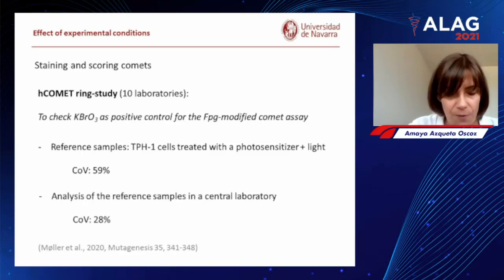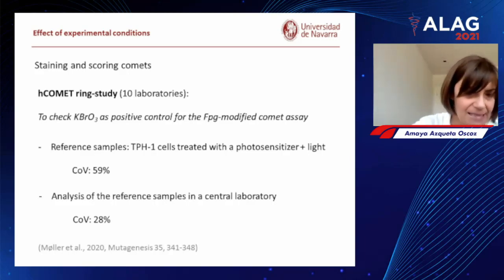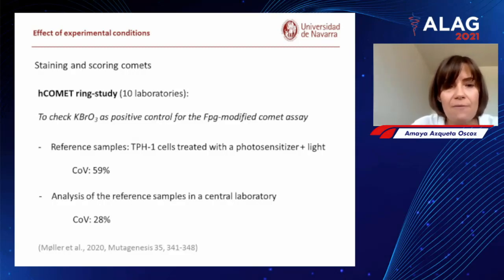Then we did another try, and with the same samples, all the laboratories analyzed the samples, but they sent the samples to a central laboratory for the staining and the scoring. So the rest of the protocol was done in each of the laboratories, and the staining and the scoring of the comets were done in a central laboratory. And in this case, the coefficient of variation decreased to 28%. This means that half of the variability was due to staining and scoring of the comets.